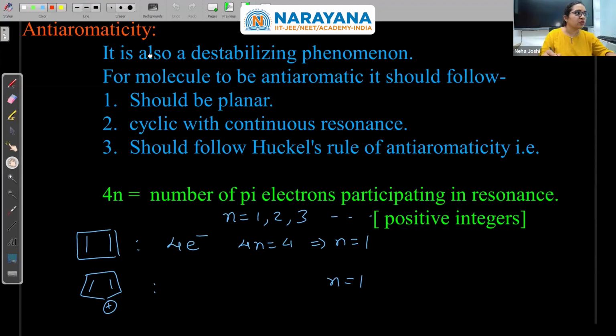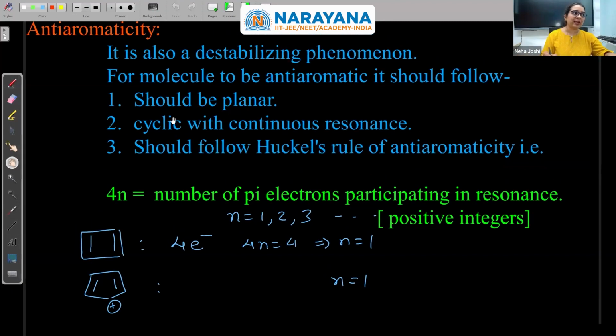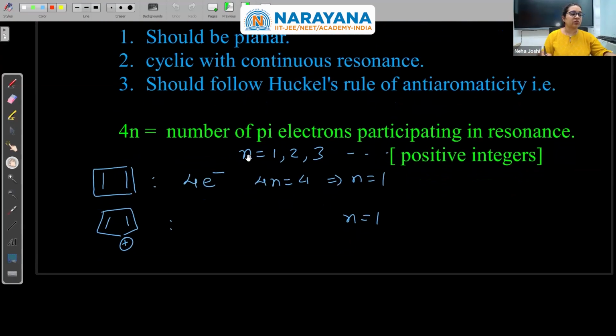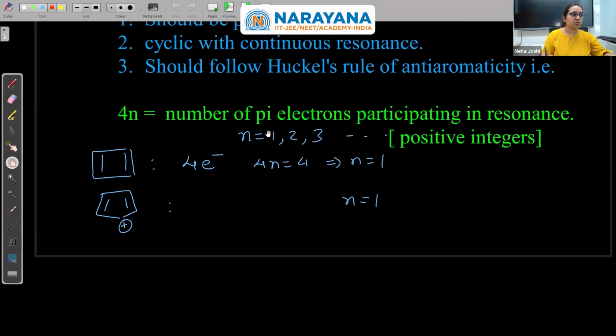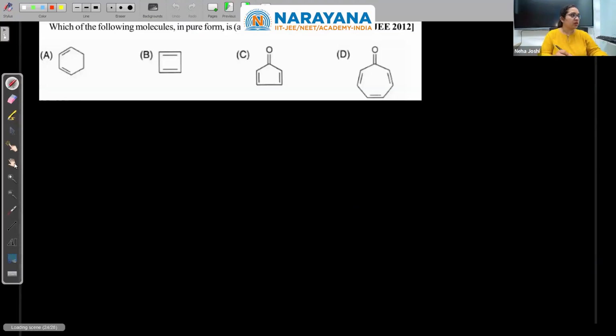Okay, rather no need for also. It is a destabilizing phenomena. For a molecule to be anti-aromatic, it should be planar, cyclic with continuous resonance, and should follow Huckel's rule of anti-aromaticity, in which 4n is the number of pi electrons and n should be some positive integer value. And so 0 is excluded. A system like this, you will have 4 electrons, n equal to 1. A system like this, 4 electrons. Okay, fine. So it is a destabilizing phenomena and you can have such representations.